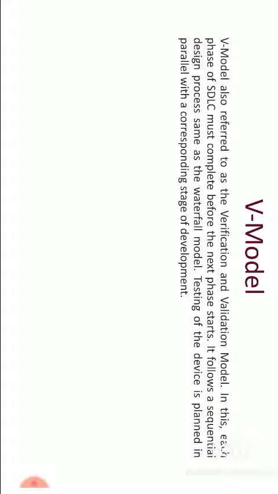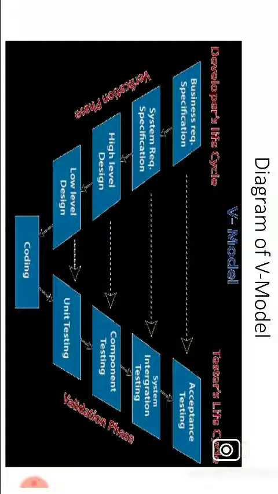Coming to the design part of the diagram, how it looks: it is V-structured, nothing but looking like a V. V for victory. That's just a sample example I am telling. V for victory, you can remember it easily. V for victory, you can reach the victory.